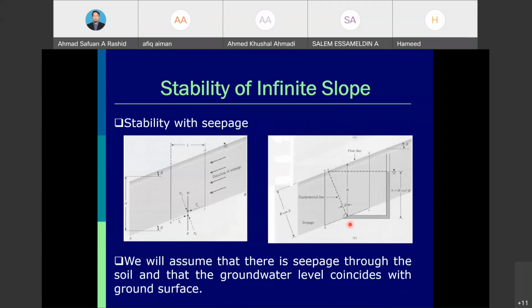Okay, now we look at the stability of an infinite slope. Stability with seepage. So we will assume that there is a seepage through the soil and the groundwater level coincides with the ground surface. So we should make an assumption where the groundwater coincides with the ground surface.